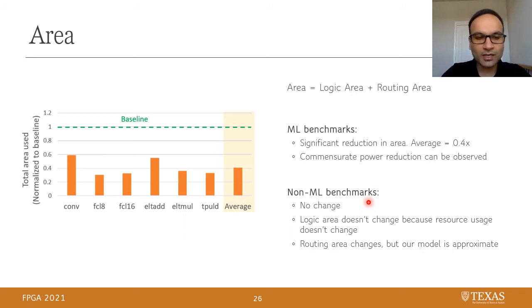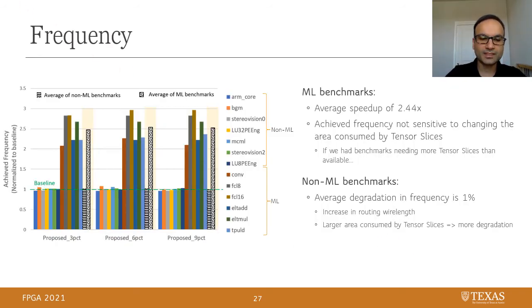and that is because the logic area does not change because the resource usage remained the same as we saw on the last slide. The routing area does change a little bit, but our model was approximate and did not capture those changes. Let's now look at how frequency was impacted by adding tensor slices to the FPGA.